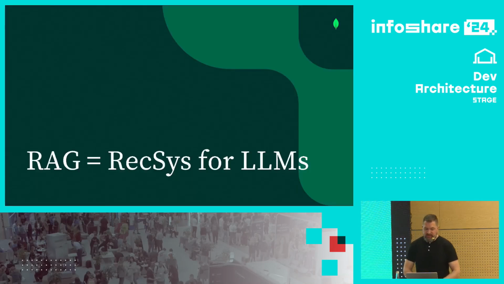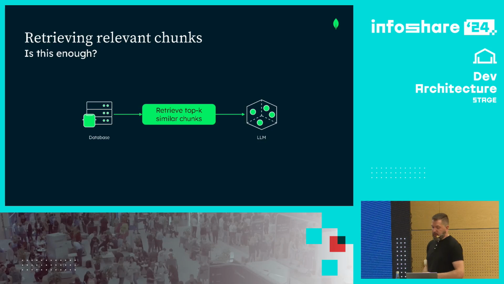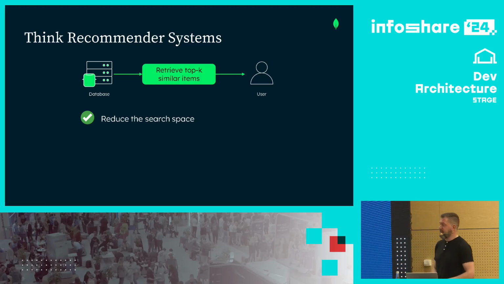So with that, let's look at how thinking of RAG as a recommender system for LLMs can help us create a pipeline that gets you the most relevant information for generation. We know that our goal is to retrieve the most relevant document chunks from our knowledge base. But is it enough to just do nearest neighbor searches? Well, to answer this, let's look at how this would look in a recommender system.